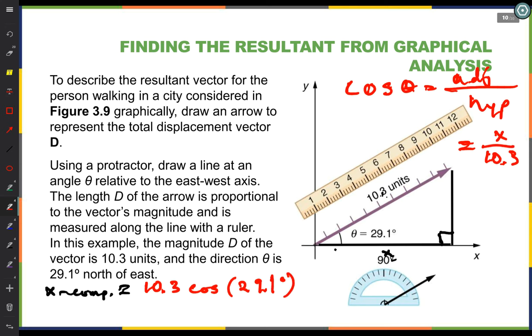How would you suppose I find the y component? Jordan? You did the same concept there. Same concept, but what's different? Sine. It's going to be sine because sine is the opposite side over hypotenuse. So if I want to find the y component, it's still going to be the hypotenuse, but now times sine of 29.1 degrees.